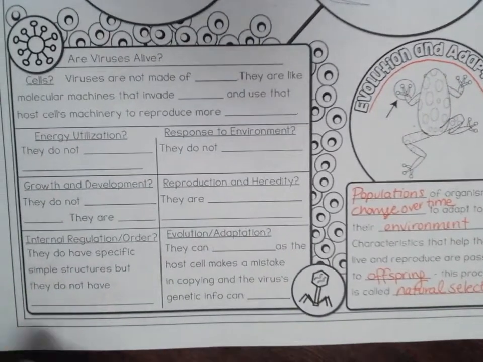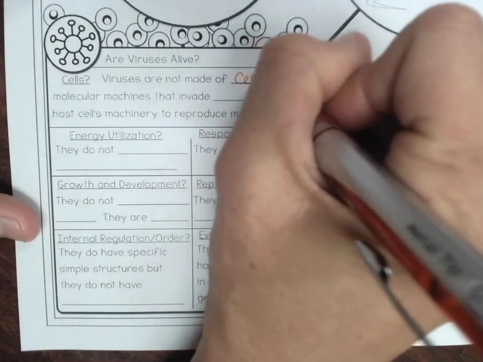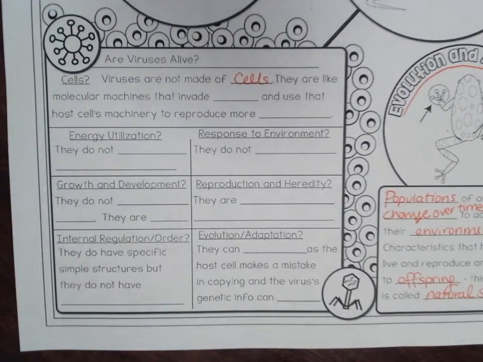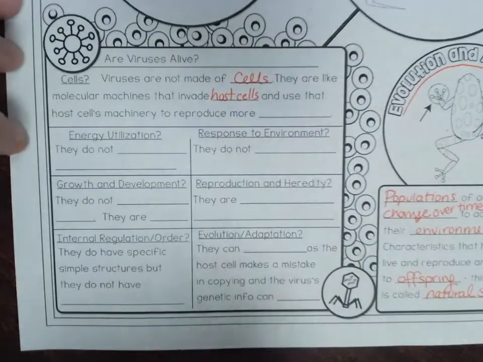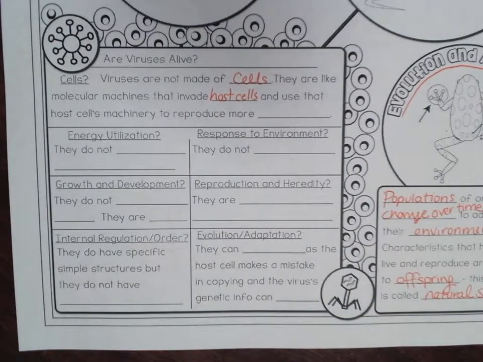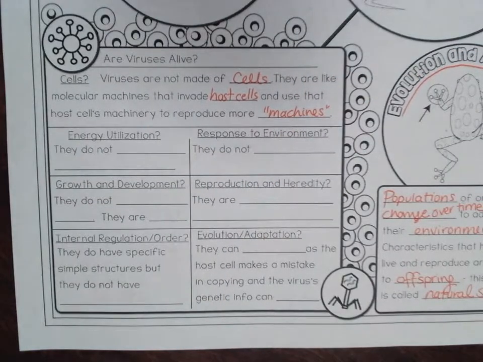We want to make one more comment to talk about viruses, because a lot of times people get confused and think viruses are alive. And in fact, viruses are not alive. So let's prove that to be true. Are viruses alive? So let's go through the 7 different characteristics of life and give that answer. So cells, first of all: are viruses made of cells? Right off the bat, viruses are not made of cells. They are like molecular machines that invade host cells. So they don't need to be made up of cells, because they invade a host cell and use that. And they use that host cell's machinery to reproduce more, quote unquote, machines. So viruses are not made up of cells.